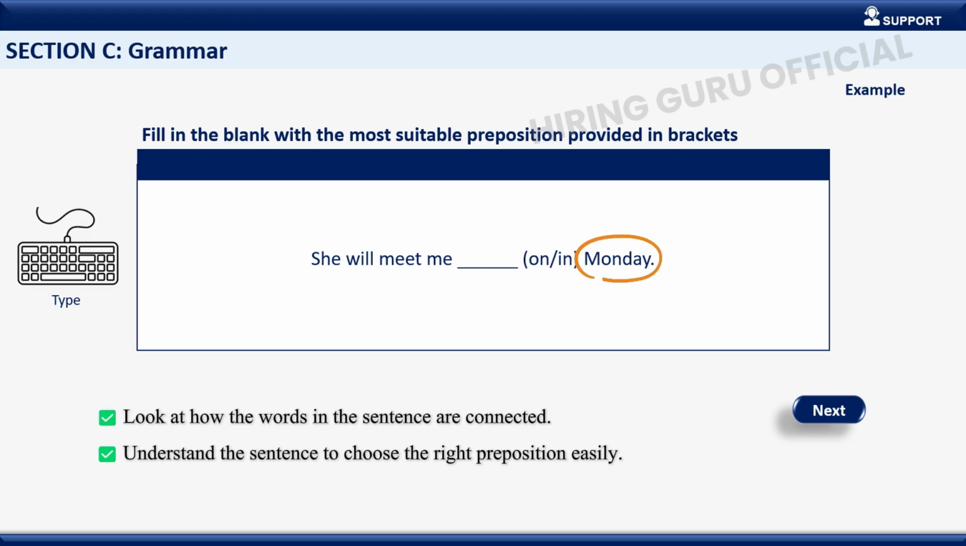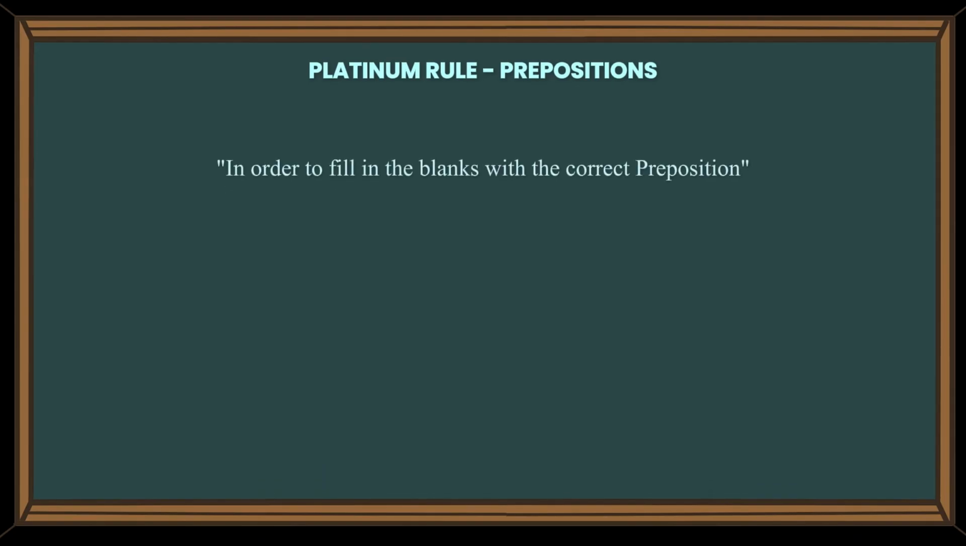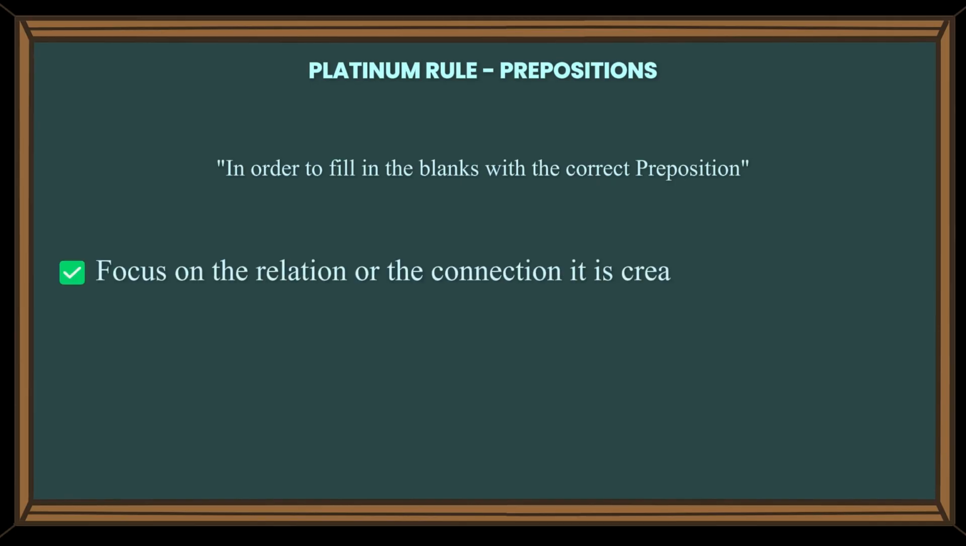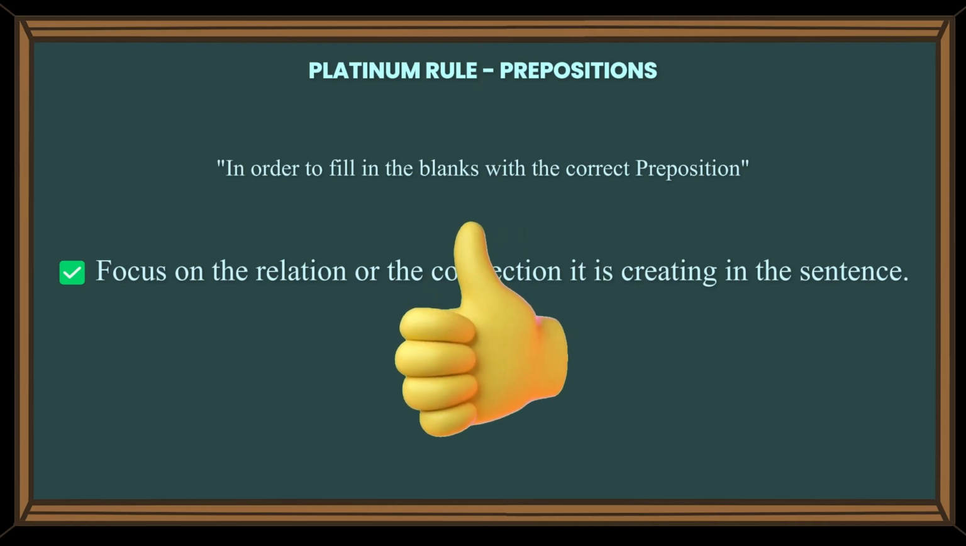There is a very simple rule that you must follow to solve these kinds of fill in the blank questions. The rule says for days we must use on, and for months or years we must use in. So in this case, the correct answer will be on, since we are talking about a day. She will meet me on Monday. Again, just remember this simple rule. Whenever you have to fill in the blanks with the correct preposition, just focus on the relation or the connection it is creating in the sentence, and it will become super easy for you to solve these kinds of questions.